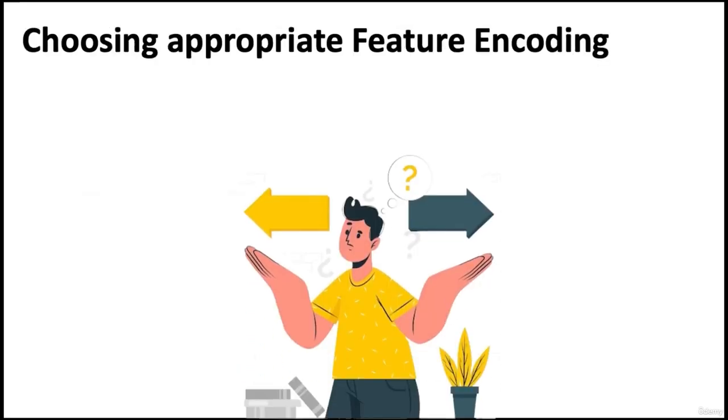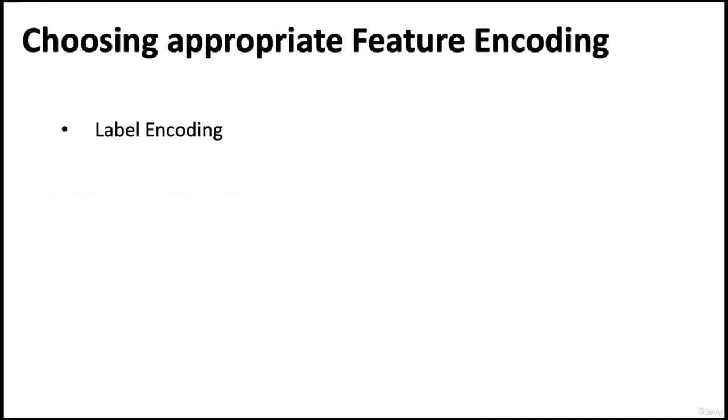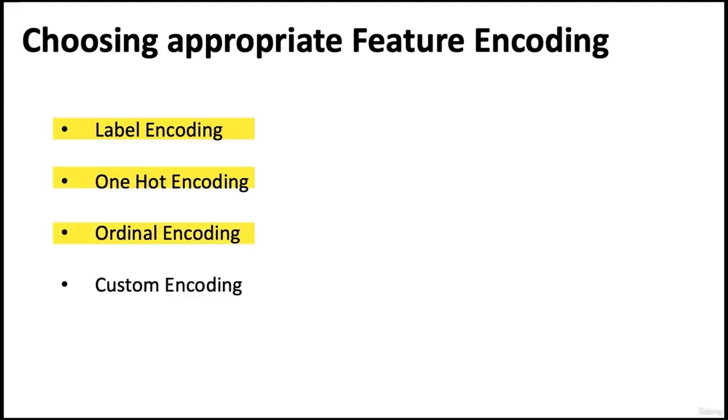Choosing the appropriate feature encoding. Now, there are a couple of choices here. For example, we can perform something that's known as label encoding. We can perform one-hot encoding. We can perform ordinal encoding, custom encoding, or target encoding. This is not an exhaustive list. We can have at least 10 more different types of encodings, but the bottom line is, if you know these many, you'll be sorted for more than 95% of the cases.